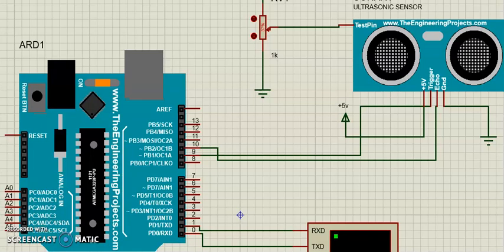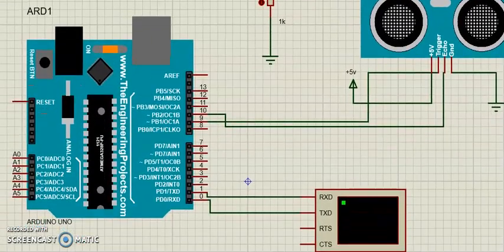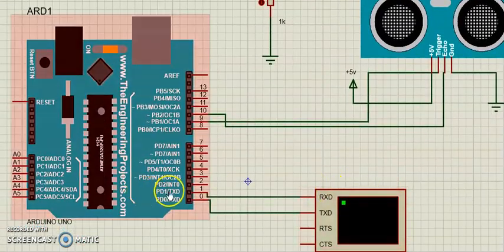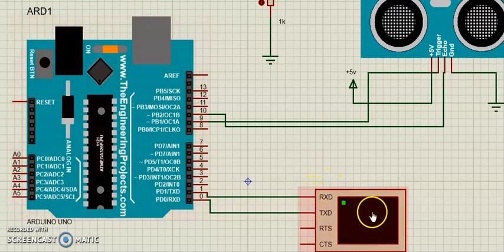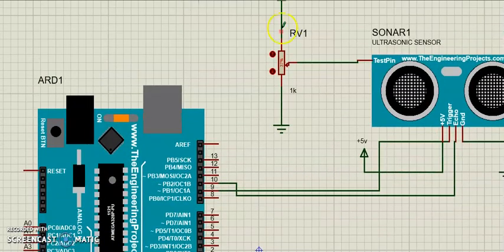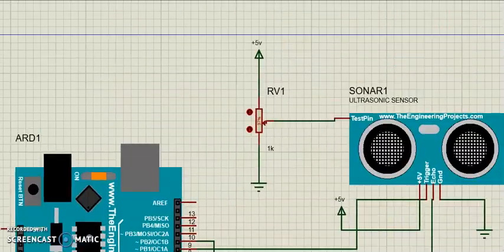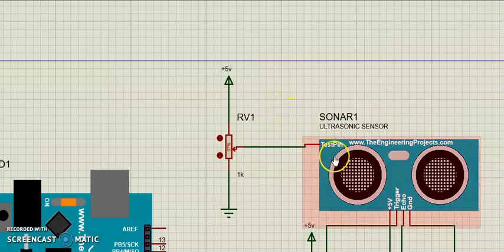So whenever the serial monitor is needed, you need to attach a virtual terminal to the TXD and RXD pins of the Arduino, as discussed in our practical number 3. So here I have attached the virtual terminal to monitor the serial monitor window with the help of Proteus. And here one more provision is made, that is nothing but, you can see here, the test pin.